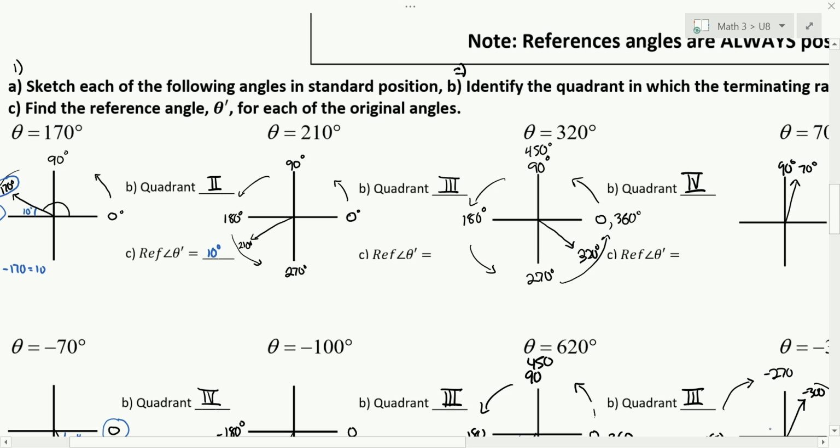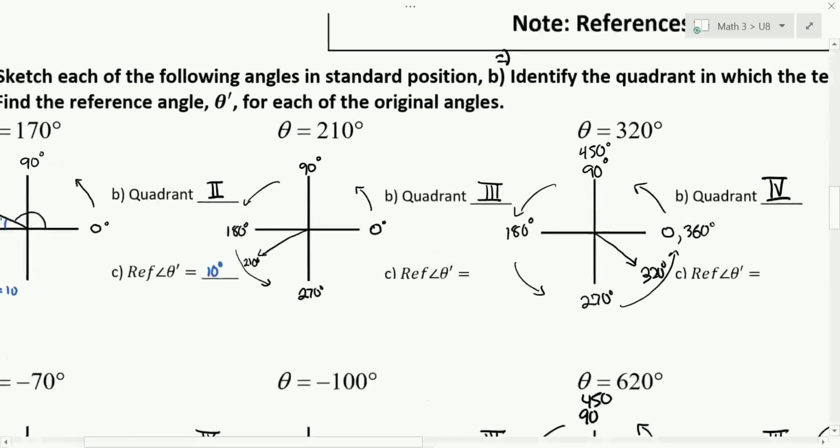Okay. For 210, I'm going to call on a few of you, just ask what you came up with. Isaiah, what did you get for the reference angle for 210? 30. Because we're subtracting 180 from 210, finding that angle in there. When we go 210 minus 180, you get 30. So our reference angle should be 30 degrees. Good.